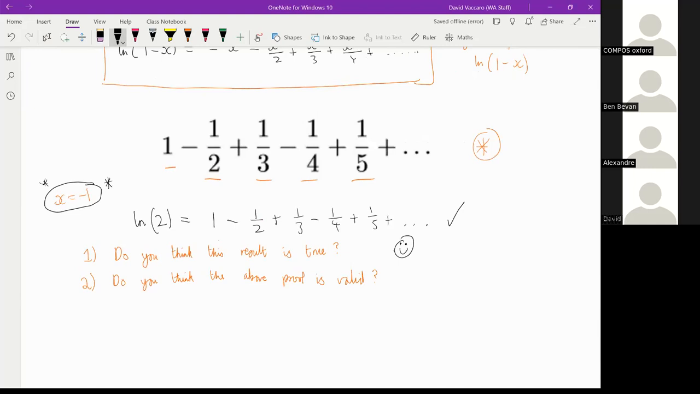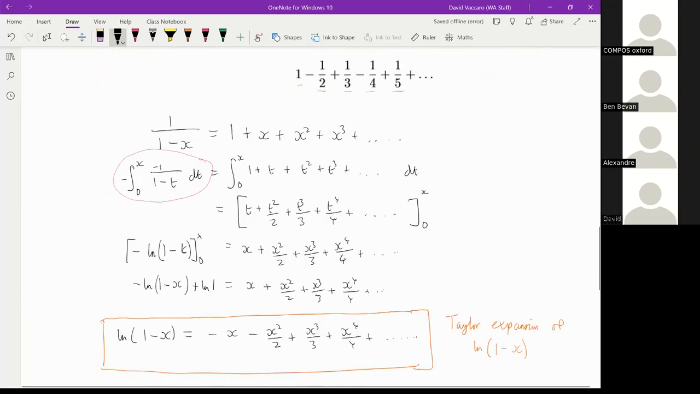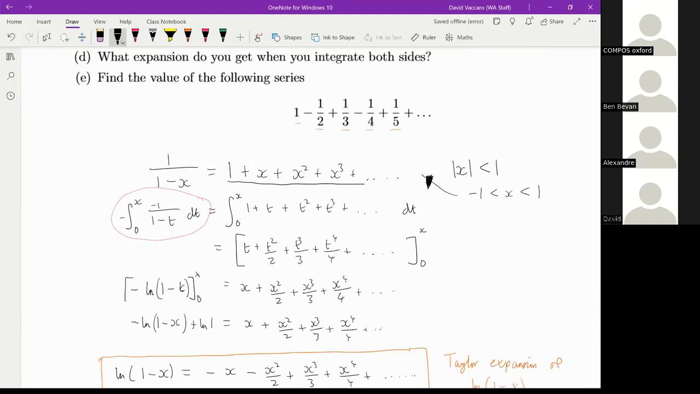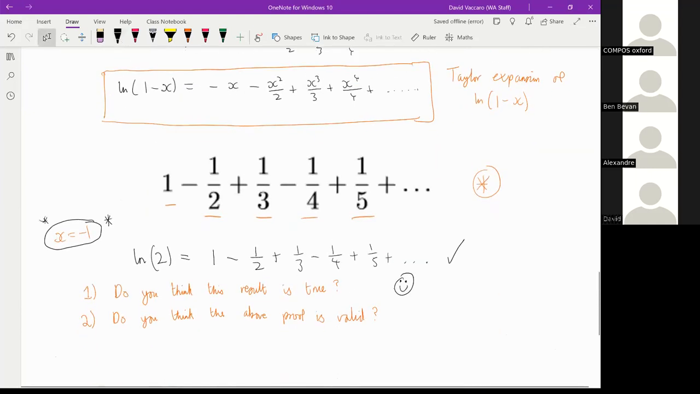What is the issue around substituting in x equals -1? Well, if we think back to our original geometric sequence, that geometric sequence is only valid for values of x that lie strictly between -1 and 1. Otherwise, this series doesn't converge. So it isn't really justifiable to use the value of x equals -1 in that expression. But in this instance, it does turn out to give the right answer.